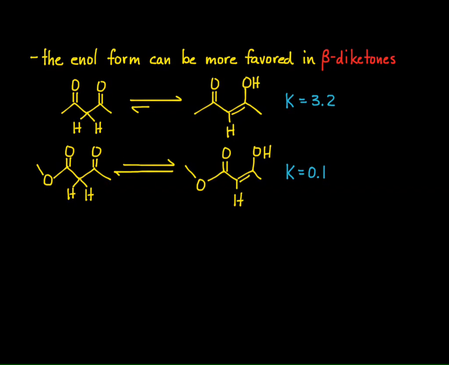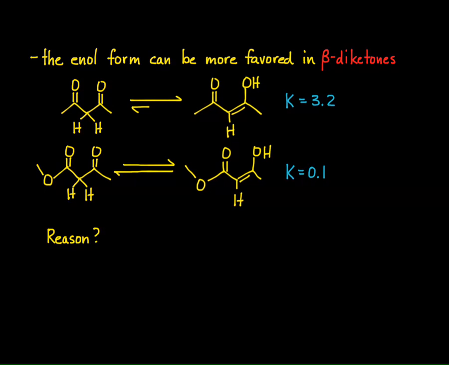Now the reason for the K not being quite as high as with beta diketones is because the ester actually, that oxygen can donate electron density, and so the acidity of those hydrogens is not as great as the acidity of the hydrogens of beta diketones. Now, you might be thinking, well, why is it in this particular case that the enol of a beta diketone is favored?